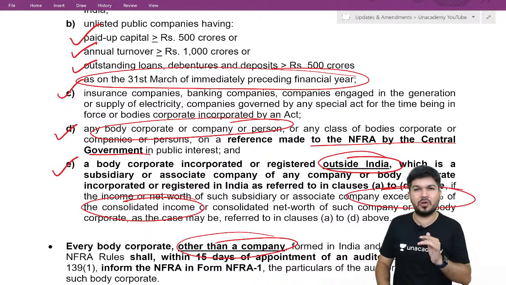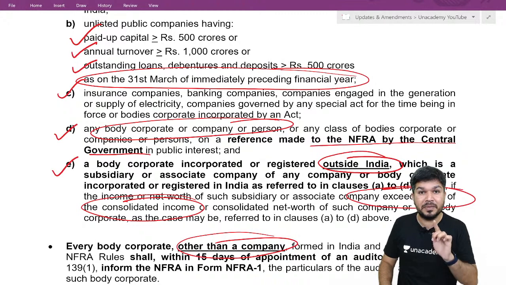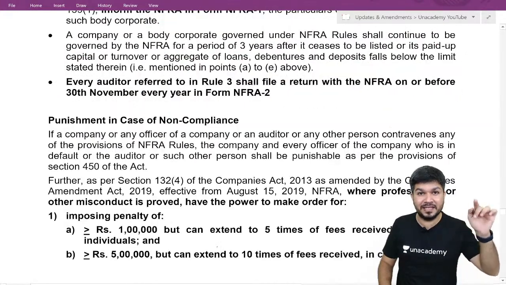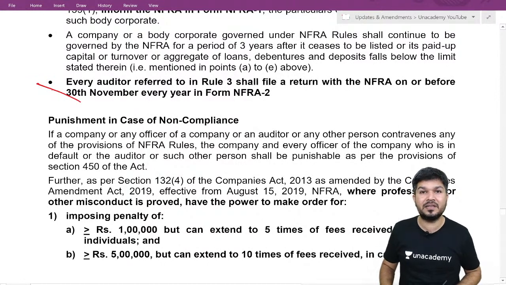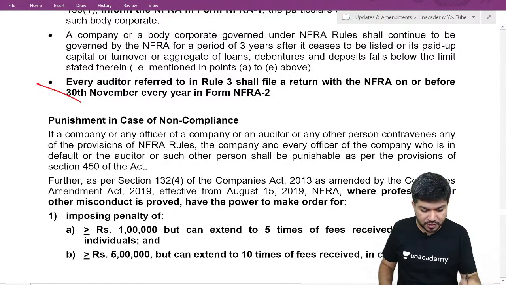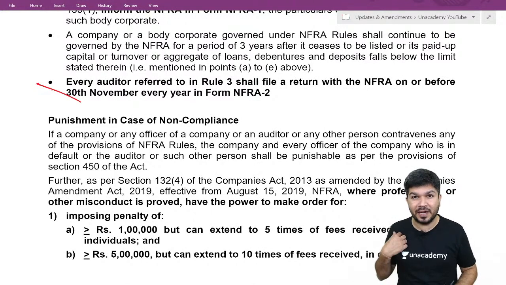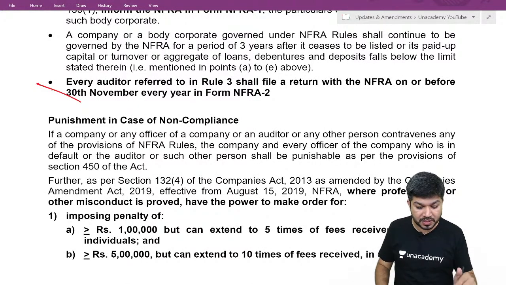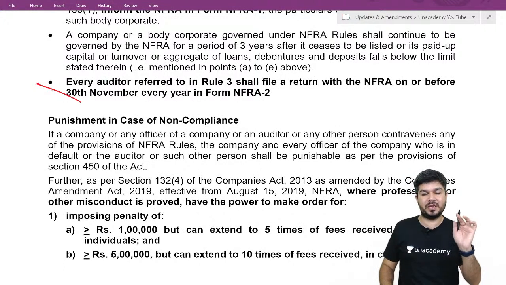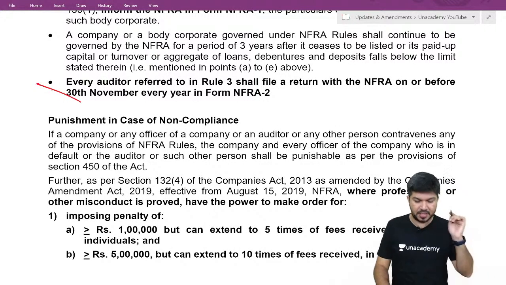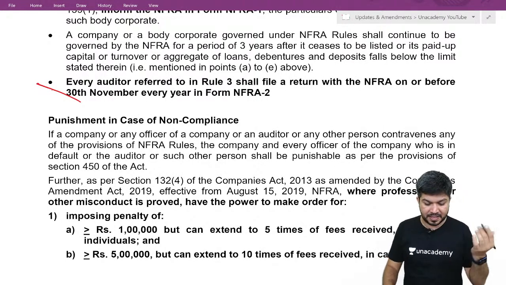So once they appoint the auditor, they need to inform NFRA by filing form number NFRA 1. For a company, they would have already filed ADT 1, that's why this is not required. And every auditor shall file a return with NFRA. Every auditor, including the company's auditor, has to file a return with NFRA on or before 30th November every year in form number NFRA 2. This is important, and non-compliance attracts a penalty.